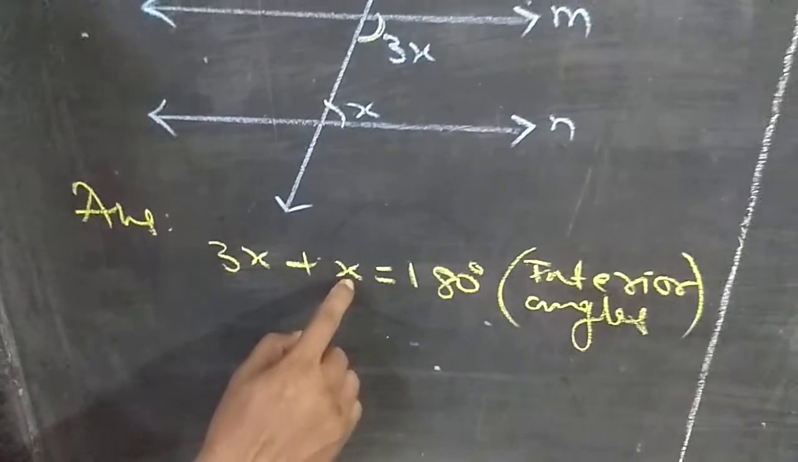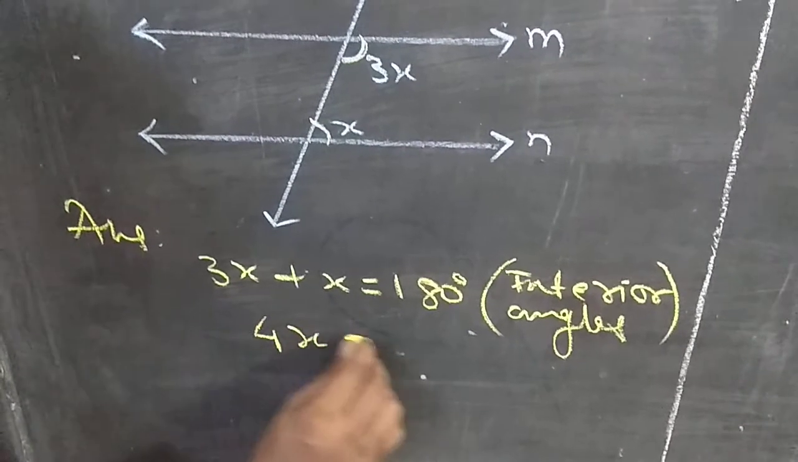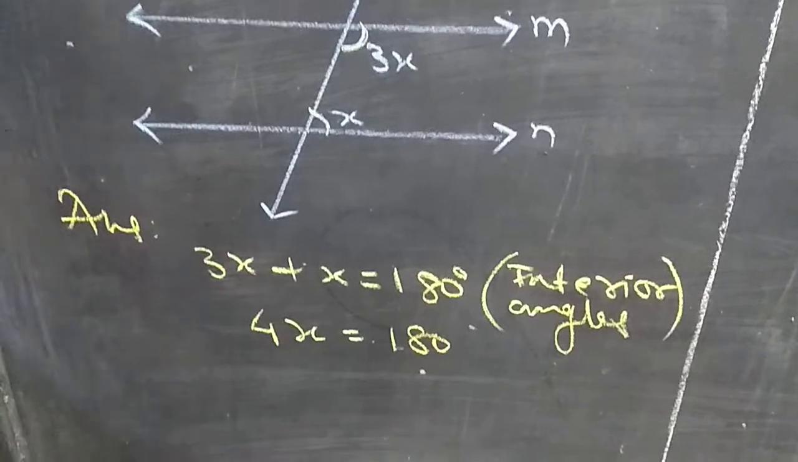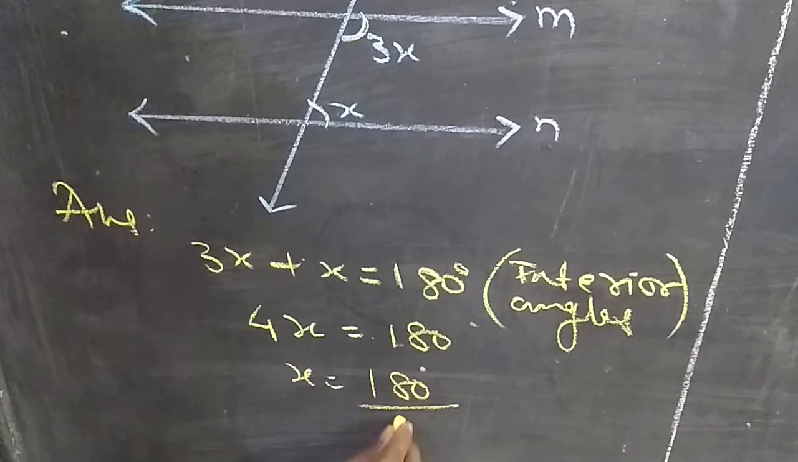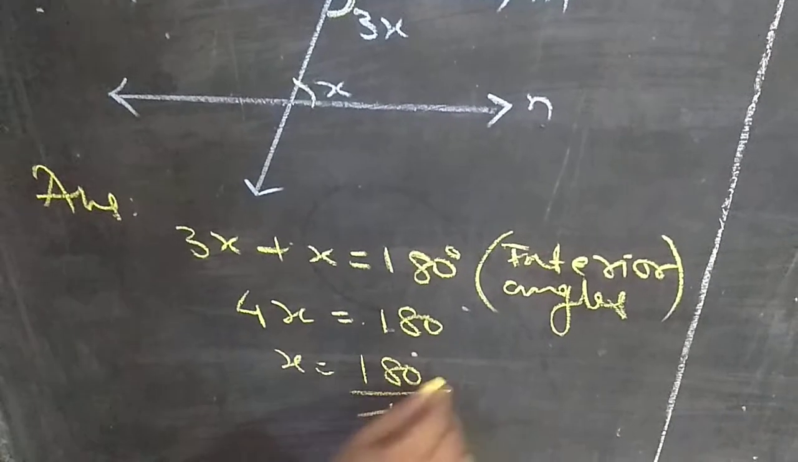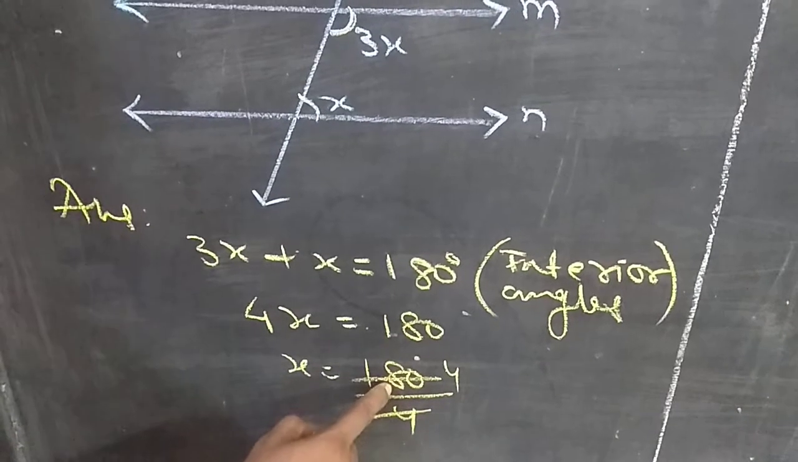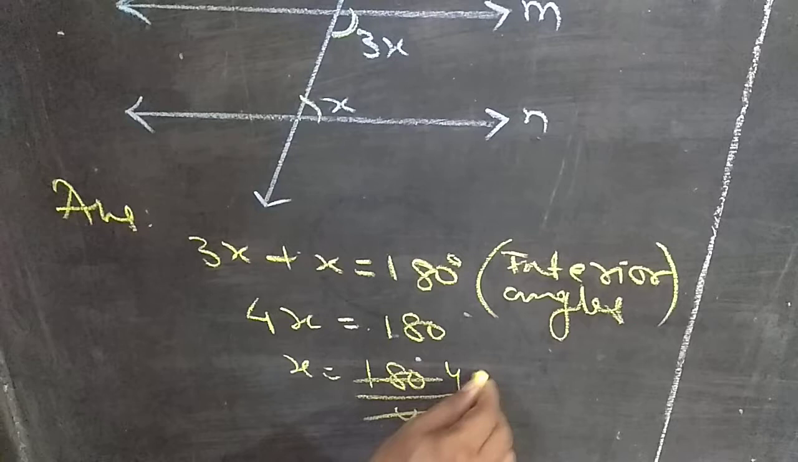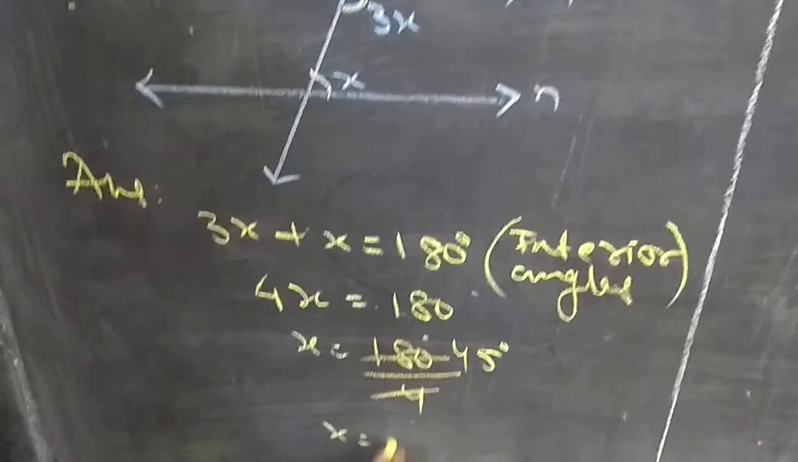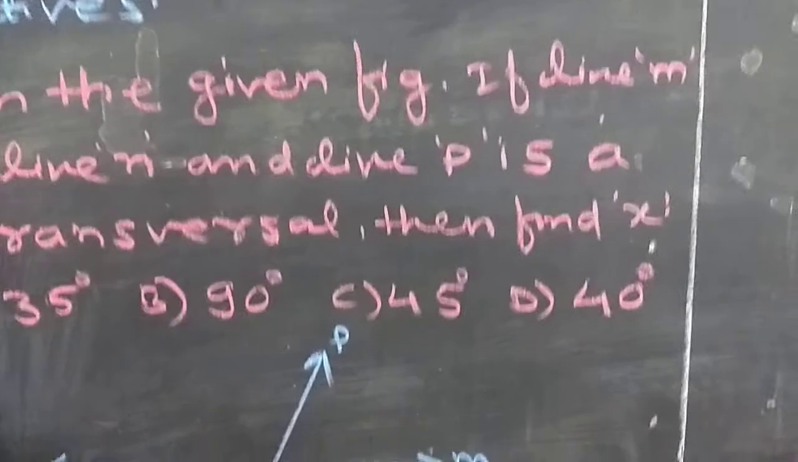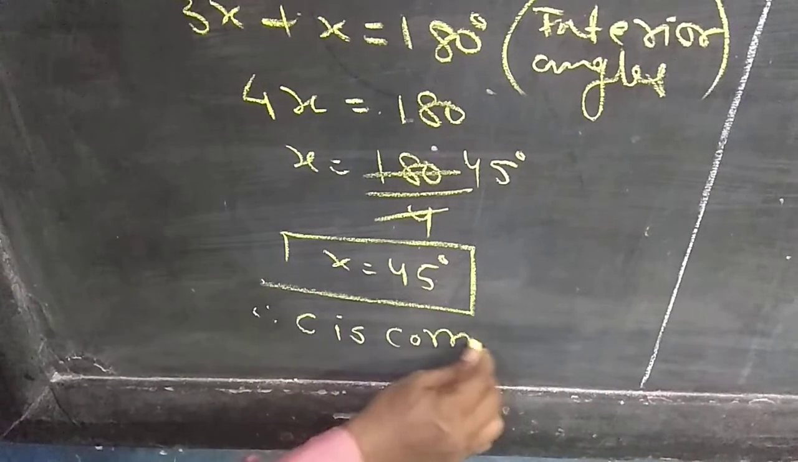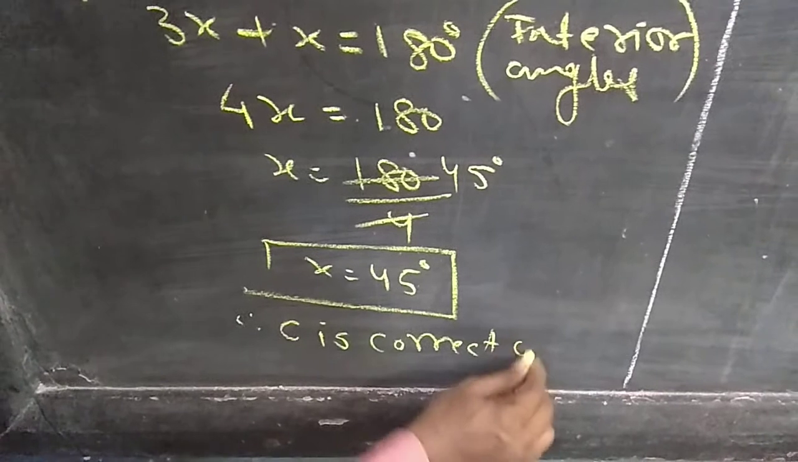Now this 3x plus x will form 4x is equal to 180. This 4 on the other side will get divided. So 180 divided by 4. 4 4s are 16, remainder will be 2, and 2 and 0 will form 20. 4 5s are 20. So the value of x will come 45. So now you can decide which is the correct option here: C, 45. So therefore C is the correct option.